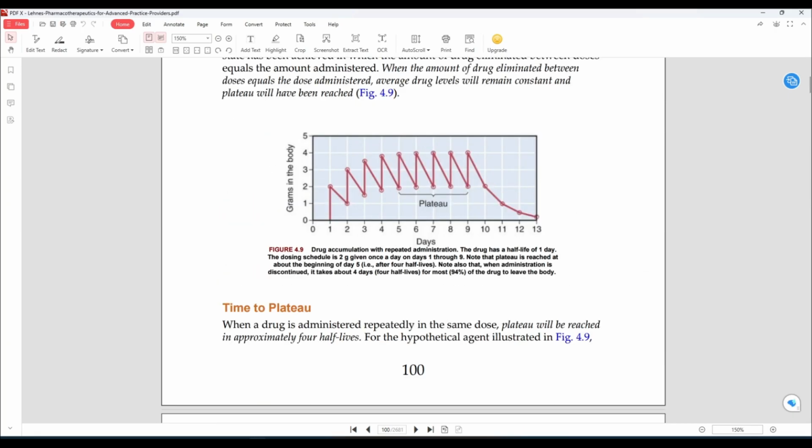So if you look at it, it would still jump up at day 4, or at the end of the 4th half-life, sorry.